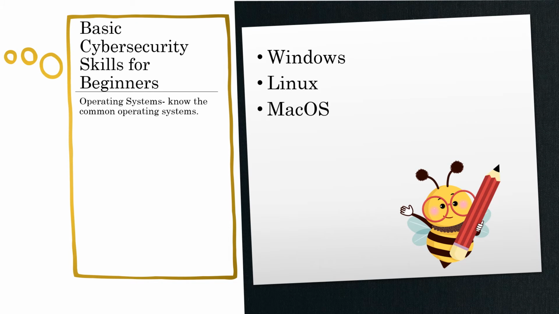Another tip you should know as a cybersecurity beginner is what an operating system is. You have to know your operating systems. Some common operating systems out there are Windows, Linux, and Mac OS. There are more out there, but these three are the most common, and you can also look for other ones.